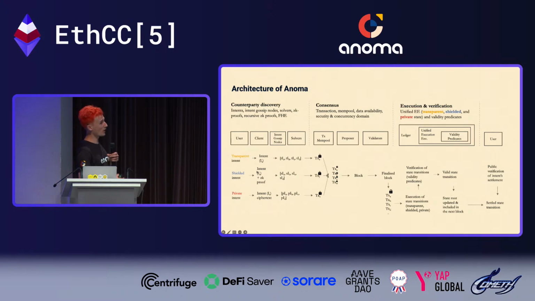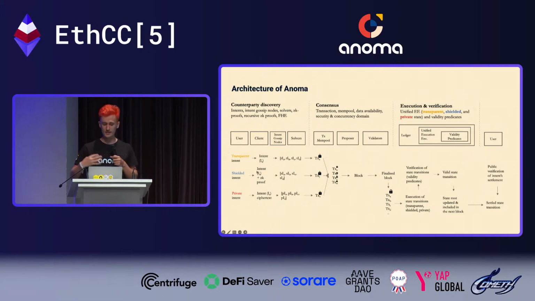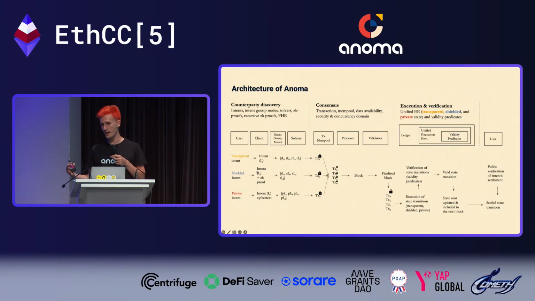Right, so what does this architecture look like overall? I won't go through this in depth. I sort of run through this at a high level. The first component on the left is counterparty discovery. So users write intents that can be transparent, shielded, or private. You also get massive privacy benefits with this kind of architecture, which is quite nice.